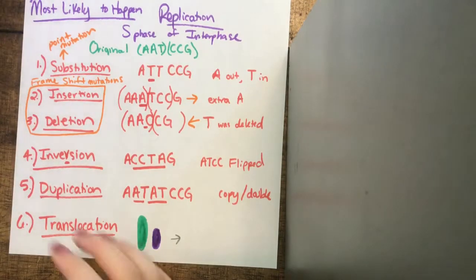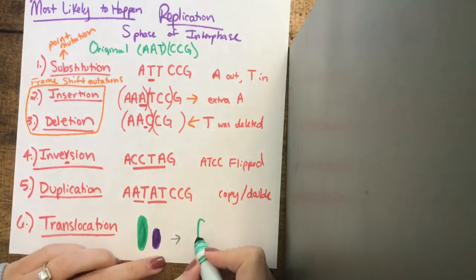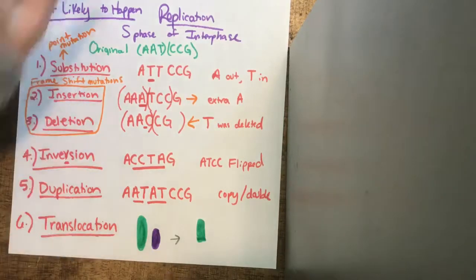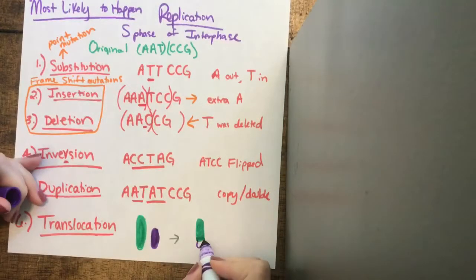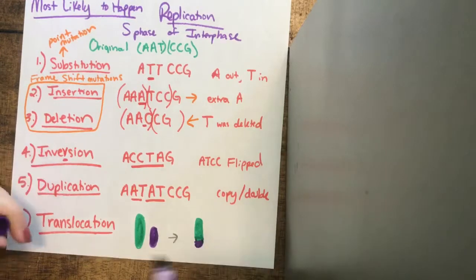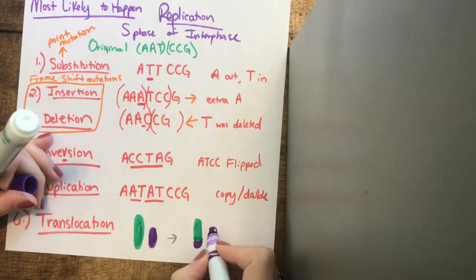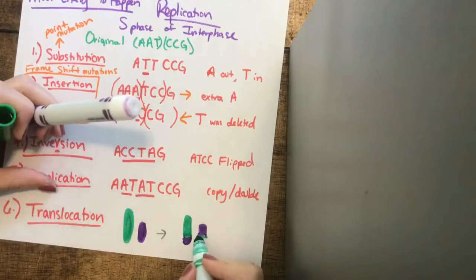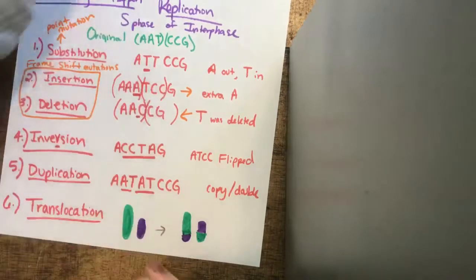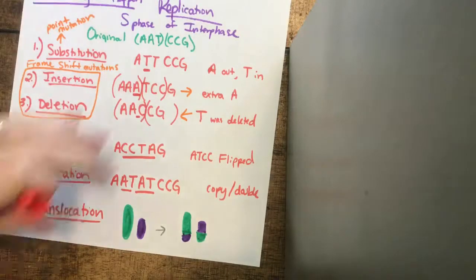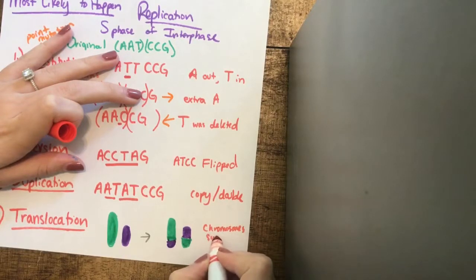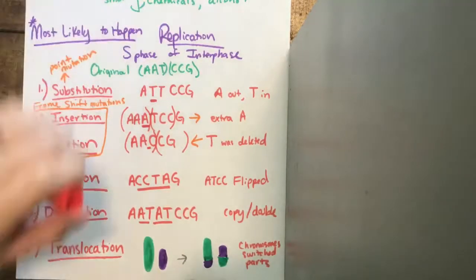We have the top of the green one, but then a little piece of the purple is going to move over here. And then we have the top of that purple like normal, but it's going to get the bottom of the green. And so what happened was the chromosomes switched parts. And remember, this was not supposed to happen.